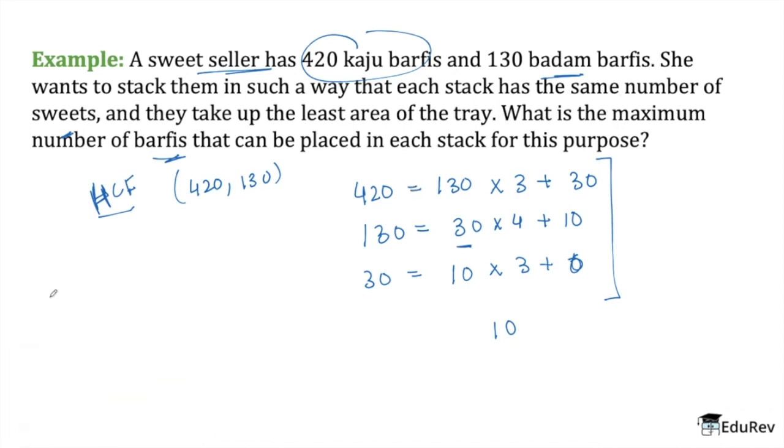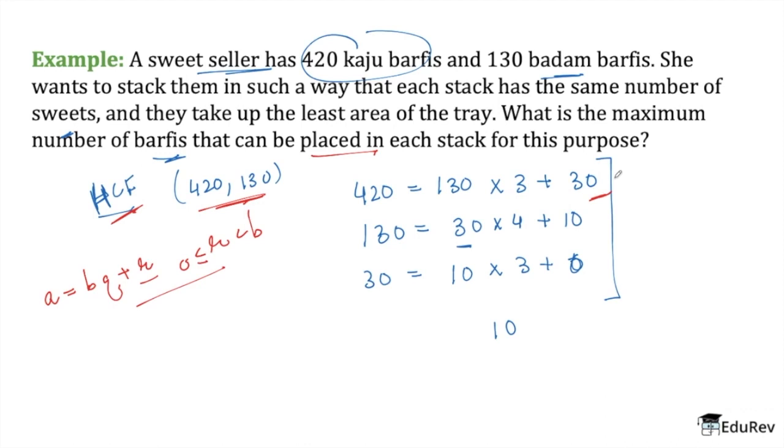So we know that in Euclid's division lemma, the equation goes as A equals BQ plus R, where R can be greater than or equal to 0 but less than B. Now I wanted to find out the HCF of 420 and 130 because I want to find out the maximum number of burfis that can be placed. So that means I need to find the highest accommodating factor. If I say the highest number of burfis that can be put, then I need to figure out that the remainder of those burfis which are stacked there needs to be 0.